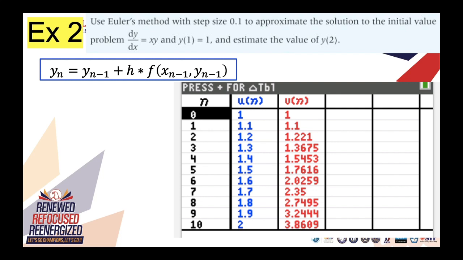You'll get this table, and then from the table, look for the one that you're looking for, which is x at 2. So at x at 2, y is 3.8609. So we can say approximately y is equal to 3.8609 when x is 2. So this is only an approximation. This may not be the exact value. But since we're looking for the estimate, this is enough. And that's how you do Euler's method. All right?